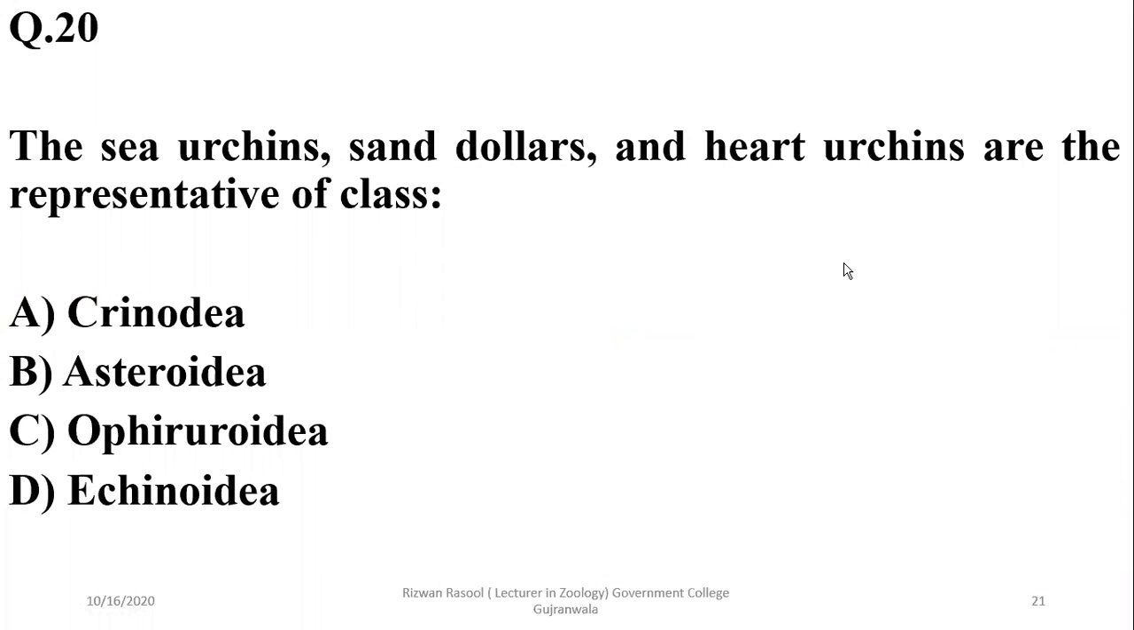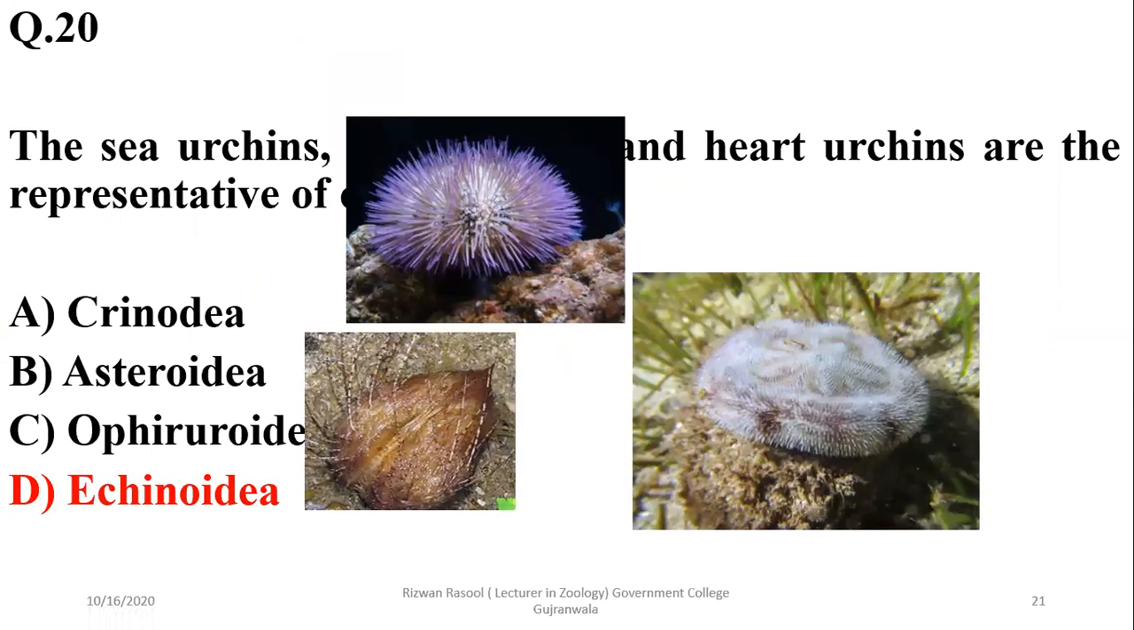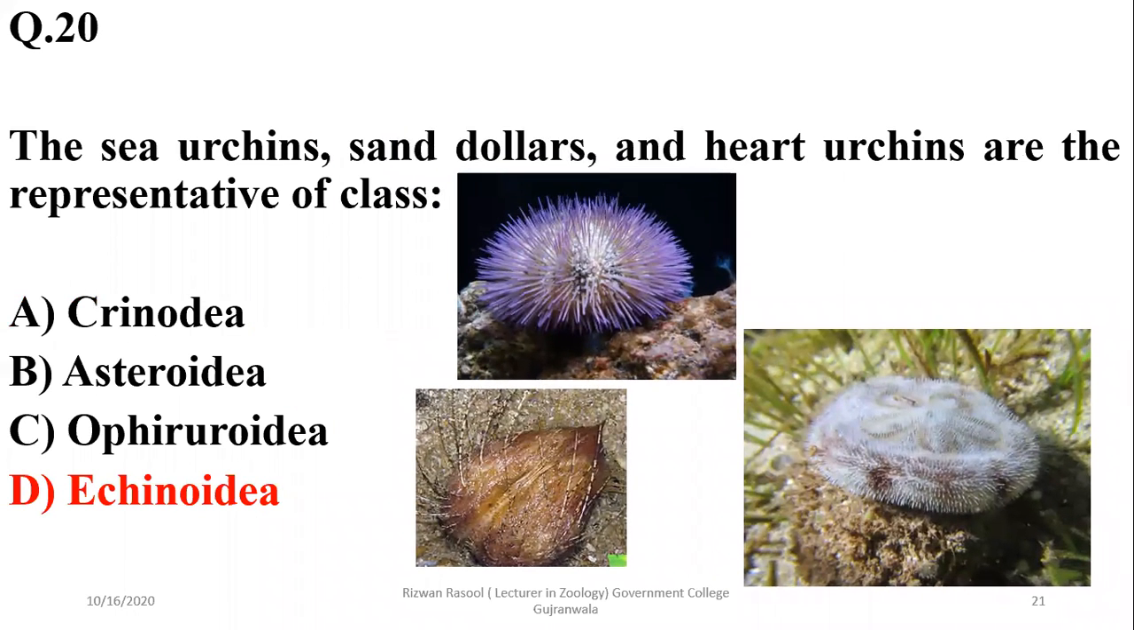The sea urchin, sand dollars, and heart urchins are the representatives of class Echinoidea. This includes sand dollars, which can be observed here, heart urchins, and sea urchins. These are the three members shown in this diagram, and they are the members of Echinoidea. Ophiuroidea, as we discussed, include brittle stars and basket stars. Asteroidea are actually starfish or sea stars.